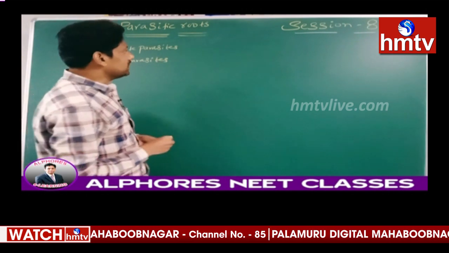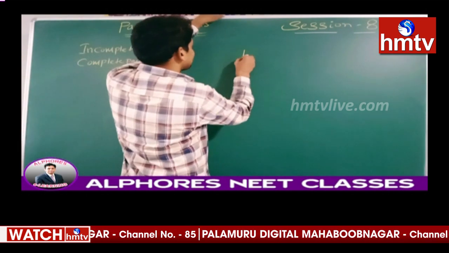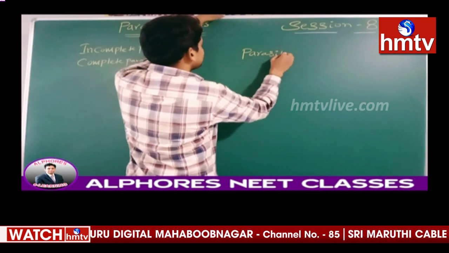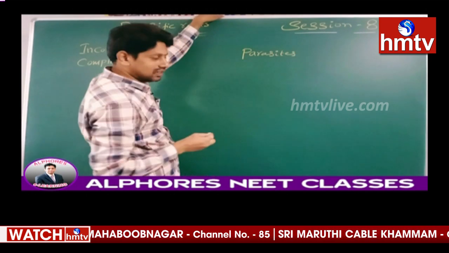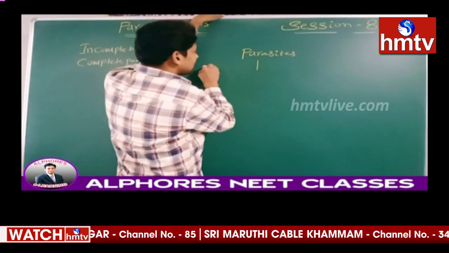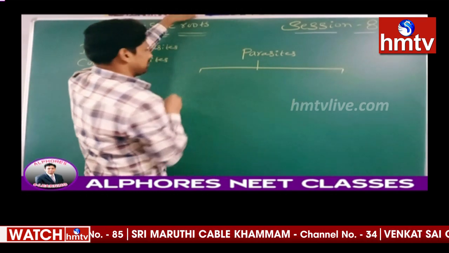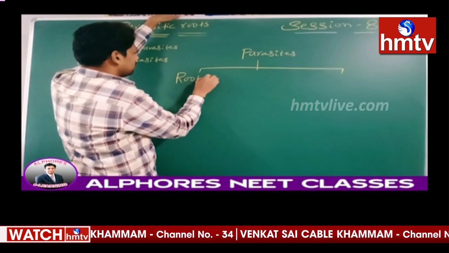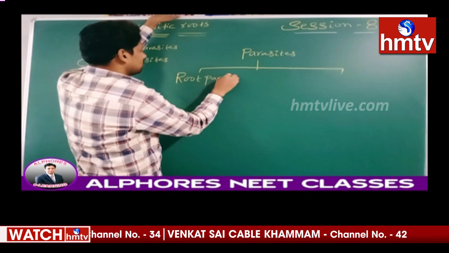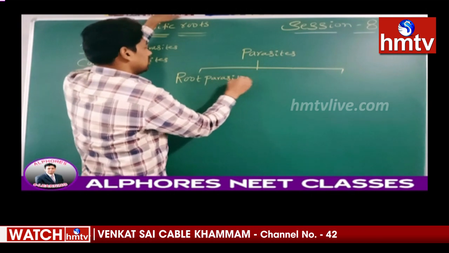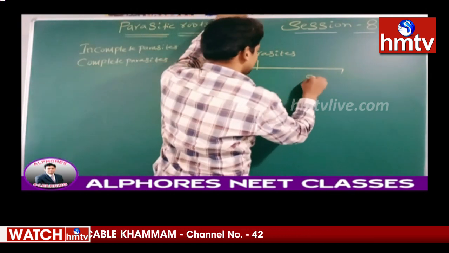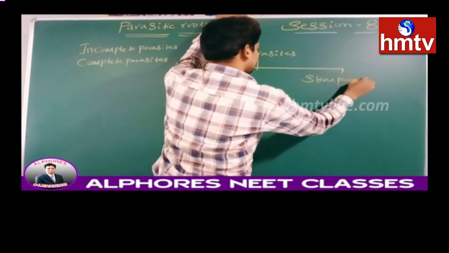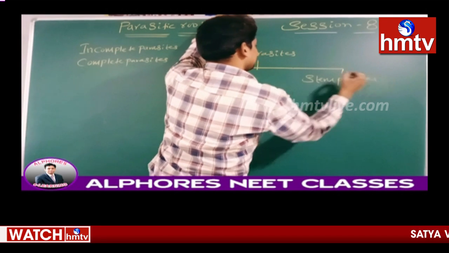Now listen to the statement carefully. If you take these parasitic plants, these parasites are actually classified into two types: root parasites and stem parasites.